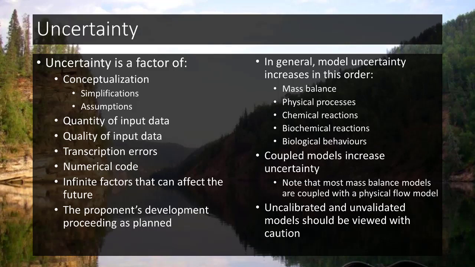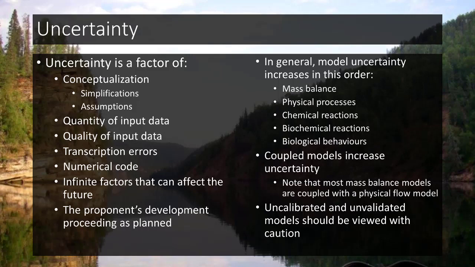So the next are pretty obvious sources of uncertainty, but very difficult to quantify. The quantity of input data: do you have enough input data? Have you measured enough of your biophysical environment to actually put it into an assessment? And this applies with or without a model, but particularly when you're constructing a model, have you collected enough data?